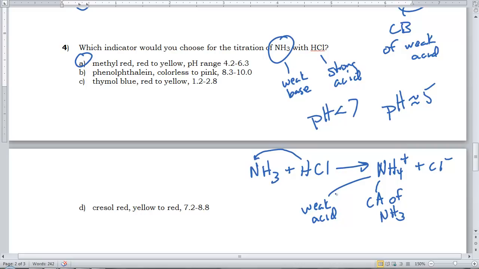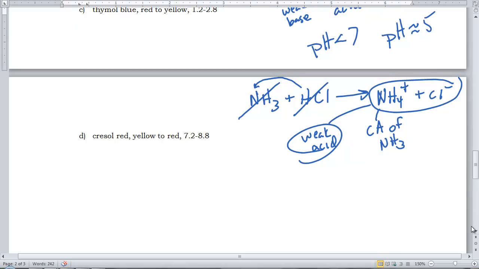Also keep in mind at the equivalence point, you've added just the right amount of acid to completely react with the base. So those are not present in solution. All you have at the equivalence point is a salt solution. And in this case, it's the ammonium ion, the conjugate acid of that weak base, that determines the pH, pH less than 7. Okay, so I've gone for not quite a half hour.